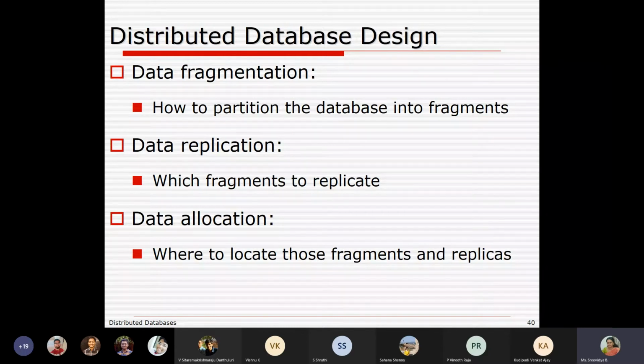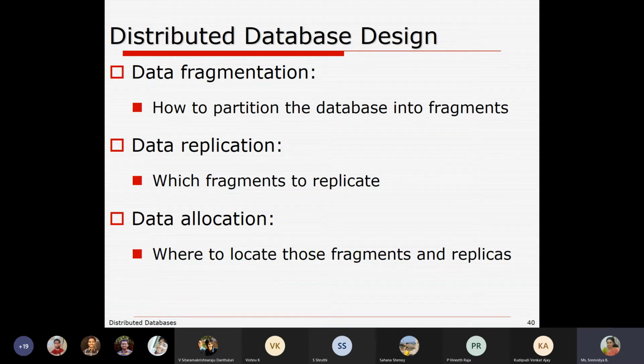The third one is data allocation. That means I decided to fragment it, I decided to replicate it. Now, in which site should I place which data fragment or adopt which replication strategy? That is what data allocation talks about. This piece has to go into which site, and this table should be replicated in which sites. That decision making is what you have to do in data allocation.